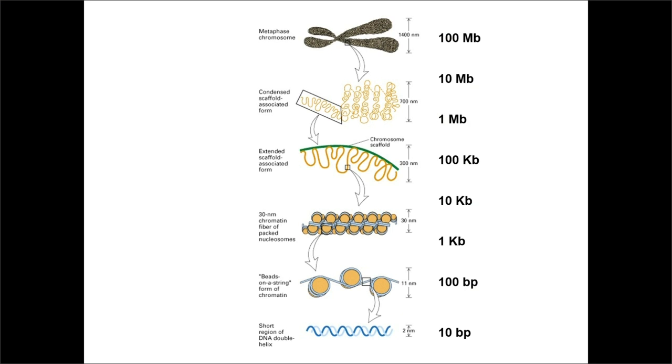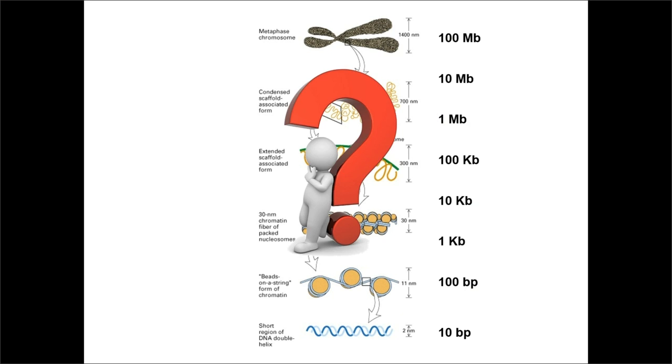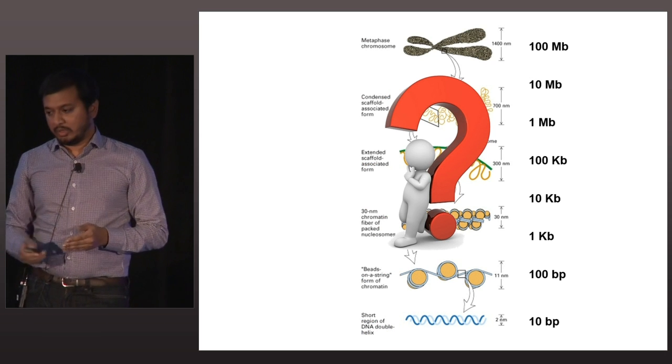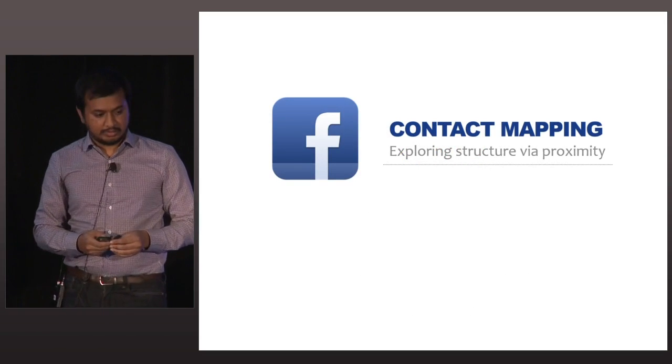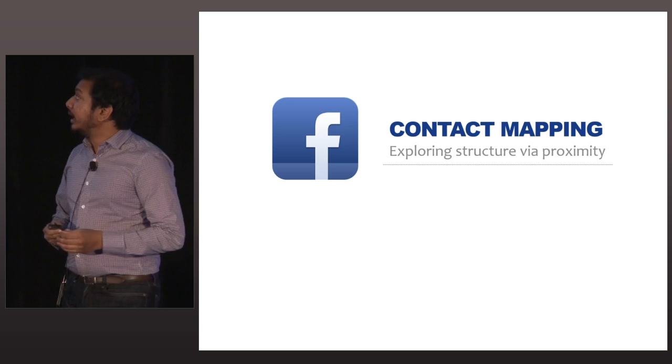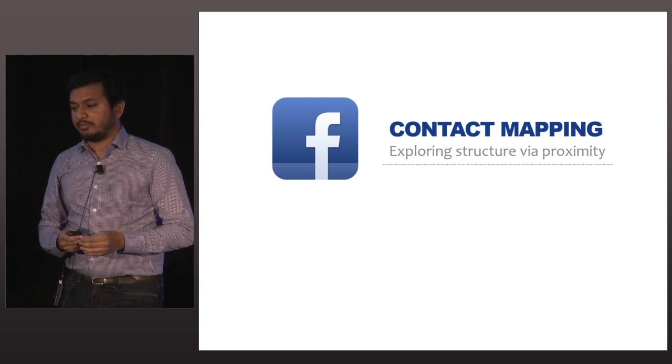But despite the importance of this problem, while we know a lot about how whole chromosomes fold and the double helix structure of DNA, how this is packed at the middle scales still remains mysterious. So how do we go about approaching such a problem? One approach is to use a technology called contact mapping. And it's useful to use a Facebook analogy for this.